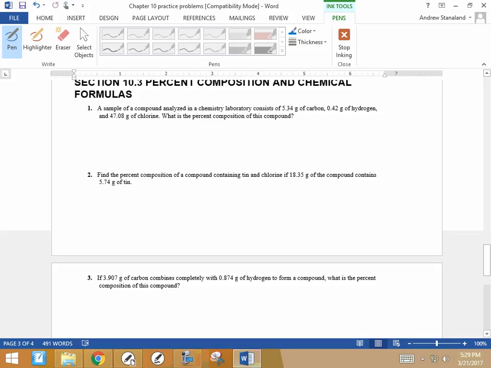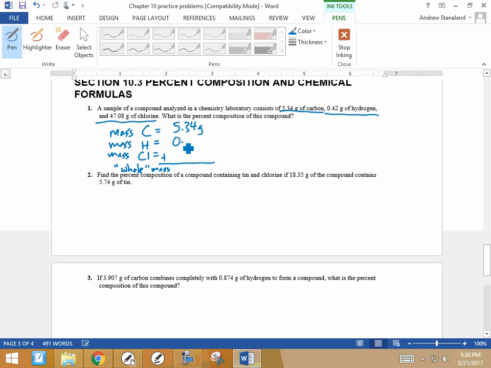10. A sample of a compound analyzed in a chemical laboratory consists of 5.3 grams of carbon. That's a part. That's the carbon part. And 0.4 grams of hydrogen. And here's another part over here, 47.08 grams of chlorine. What is the percent composition of this compound? Let's add all of them together: the mass of carbon, the mass of hydrogen, and the mass of chlorine. That's just the stuff they gave you. And when we add all these together, we're going to get the whole mass. Let's just call it the whole mass. Okay, whole mass. That's carbon, 5.34 grams.